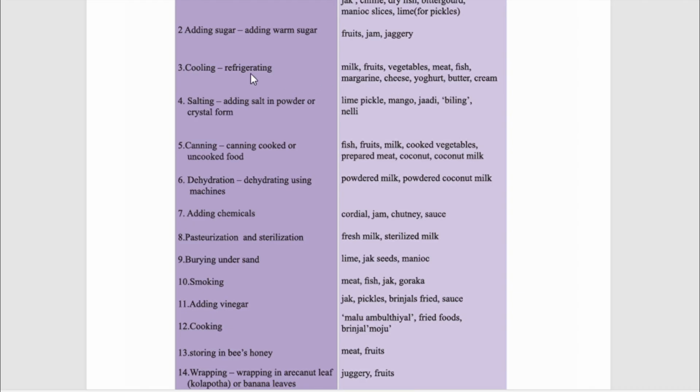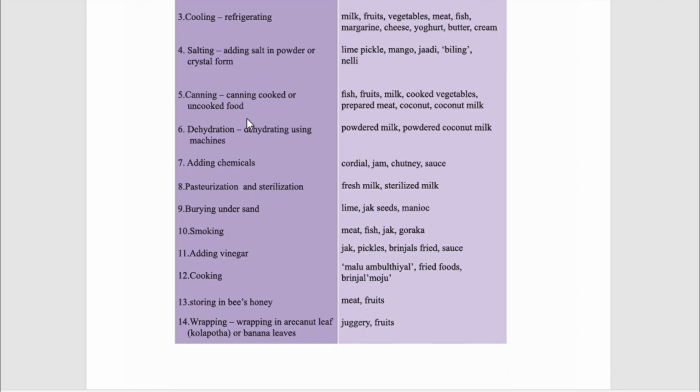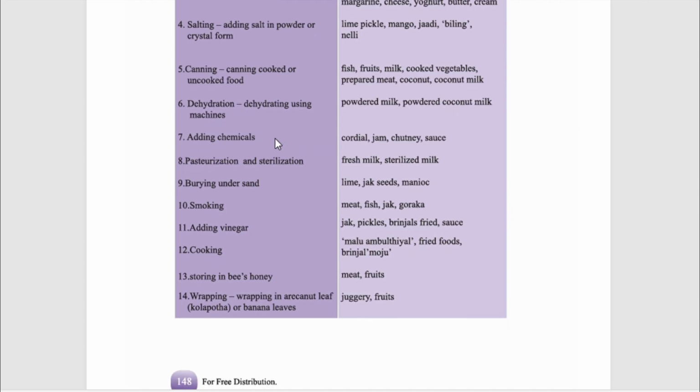Those things. And the next one is salting, a very famous one. Adding salt in powder or crystal form, like lime pickle, mango, jadi. These things we can use especially on days of abundance, for excessive harvest. Dehydration, nowadays this one is also very important. Dehydrating using machines, like powdered milk, powdered coconut milk. This is very famous now. Adding chemicals: cordial, jam, chutney, sauce.